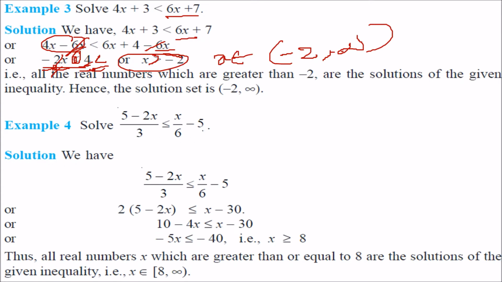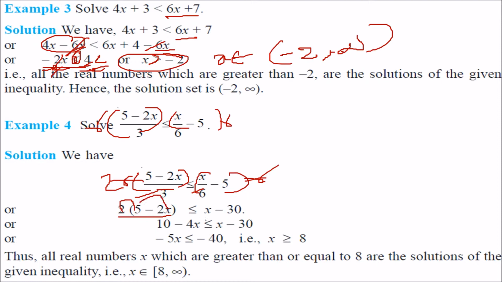Next is example 4, solve this: 5 minus 2x by 3 less than or equal to x by 6 minus 5. Let us multiply both the sides by 6. 3 2s are 6, so if you multiply by 6, you'll get 2 times... and then again multiply by 6, so 6 cancels, 5 6s are 30. So you'll get 10 minus 4x less than or equal to x minus 30.